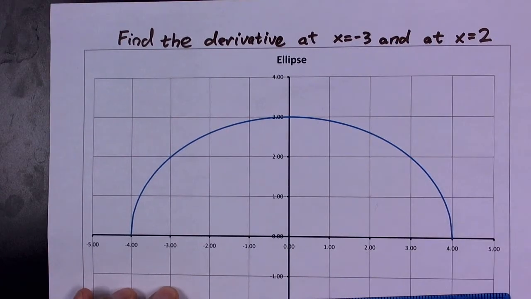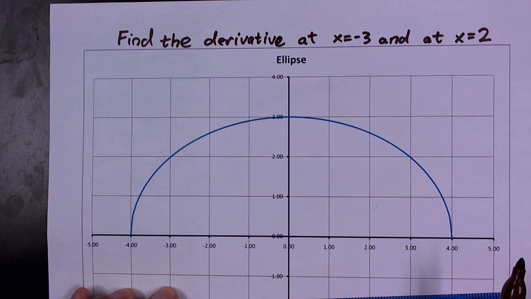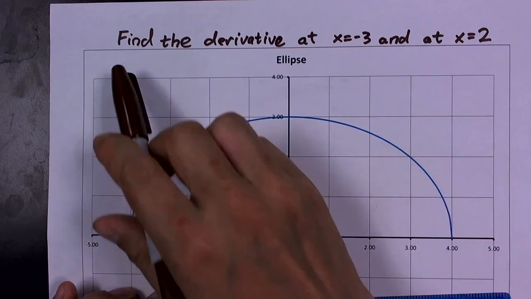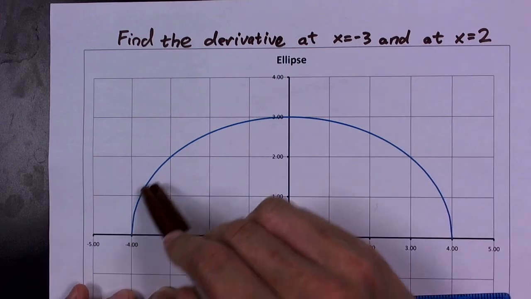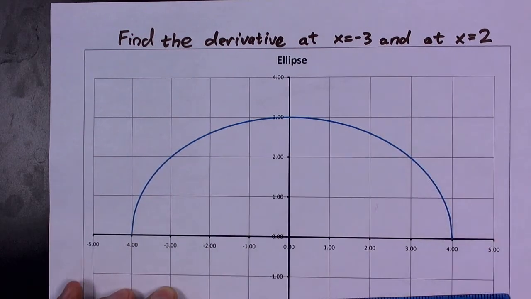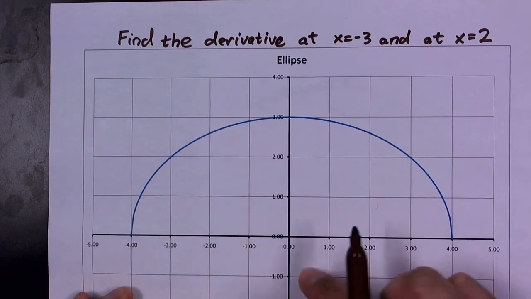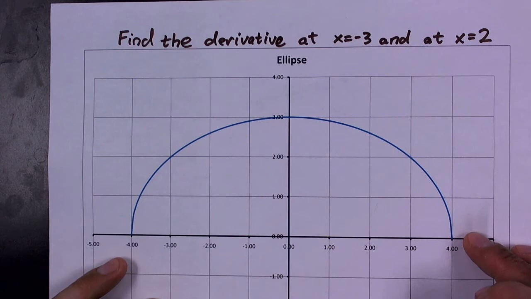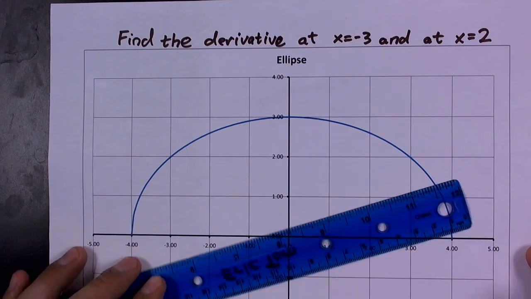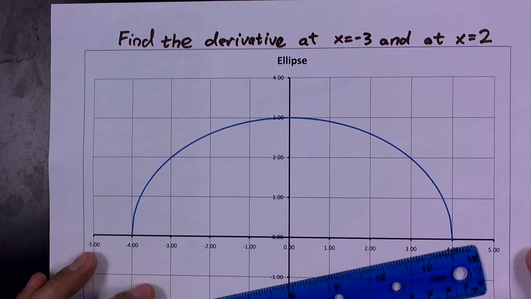Okay, so here's a sample problem, and this sample problem should help you solve some of the homework problems. The problem simply reads: find the derivative at x equals -3 and x equals 2. We're given this ellipse. It's actually a semi-ellipse because it doesn't include the bottom half down here, but it's close enough. And the semi-ellipse has the advantage that it's a function. You can't take the derivative unless you start with an actual function.